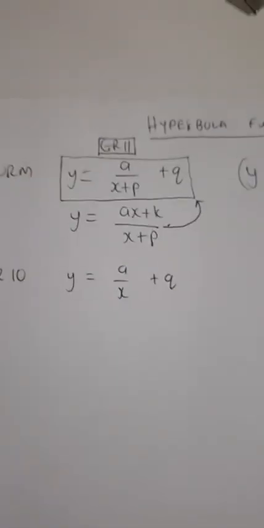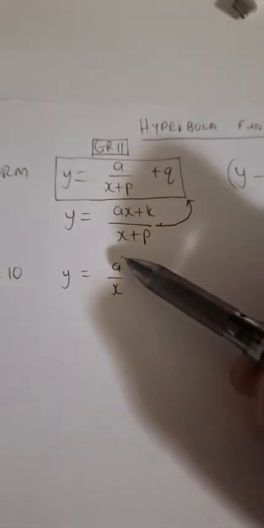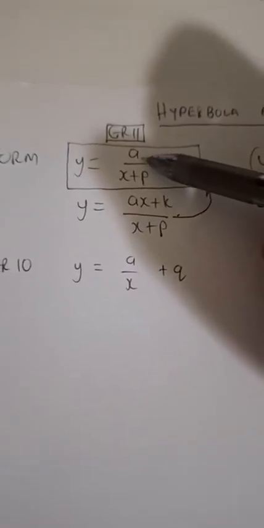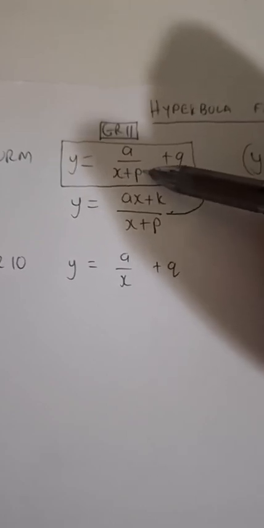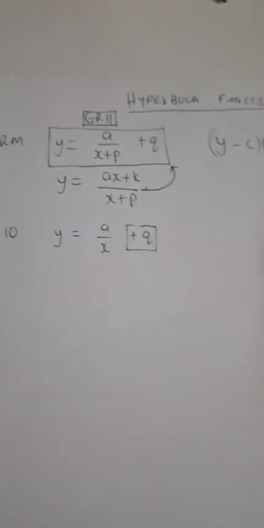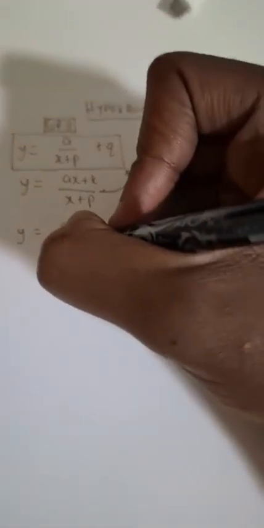So in grade 10, you were exposed to the hyperbola in this form: y is equal to a over x plus q. But then in grade 11, we extended the hyperbola form and included p. In grade 10, you mainly focused on that, and obviously in your denominator there was an x value, and there was no constant.